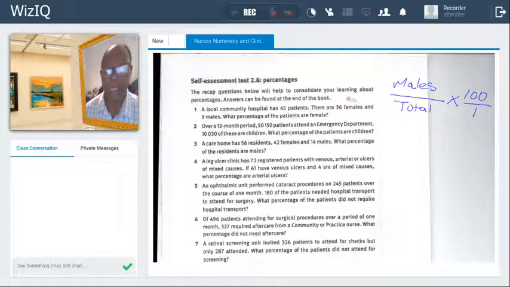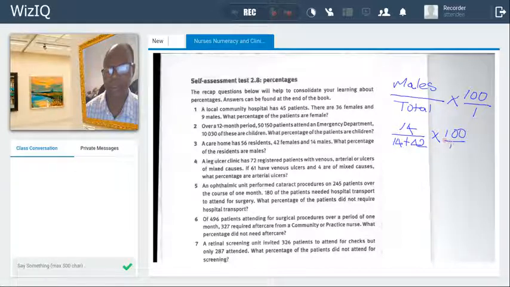So what are the males? You can double check: add the 14 to 42, it should give you 56. We are told that 14 are males, so males is 14. And total, you can put it here, 14 plus 42. But they have given you this number already, so there's no need. You just need to pick the number. But if you want, you can do that. That's not a problem. If you add this, you'll come to 56.